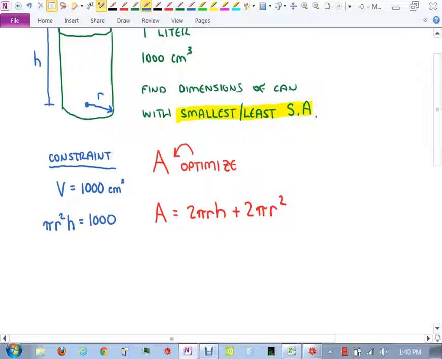So isn't that an equation right there, a constraint? I know that pi r squared h must be 1,000. So can you solve that equation for either r or h? Which would you like? H? Yeah, me too, because then I don't have to do a square root, right? So how do I get h by itself here? Divide both sides by pi r squared.